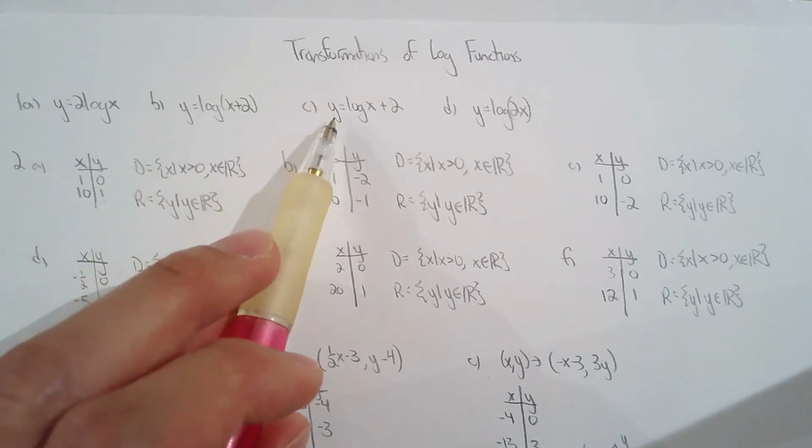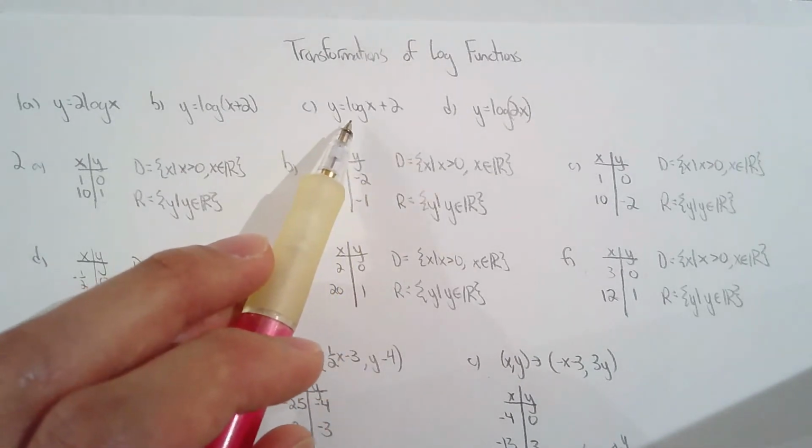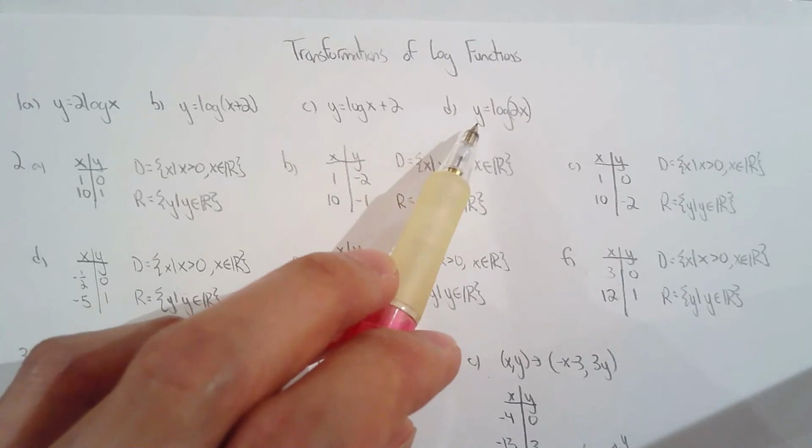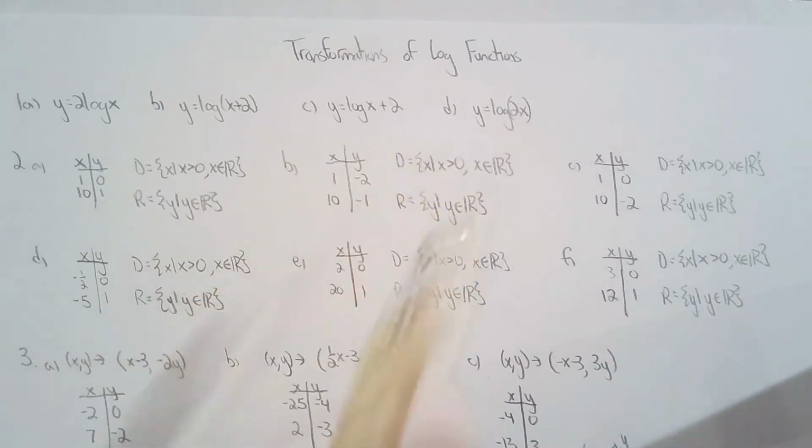For C, that matches with y equals log x plus 2 because that's the one with the vertical shift of 2 units up. And this one, D, matches with y equals log of 2x because that's the one with the horizontal compression by a factor of 2. But just study the scale and look at the points really.